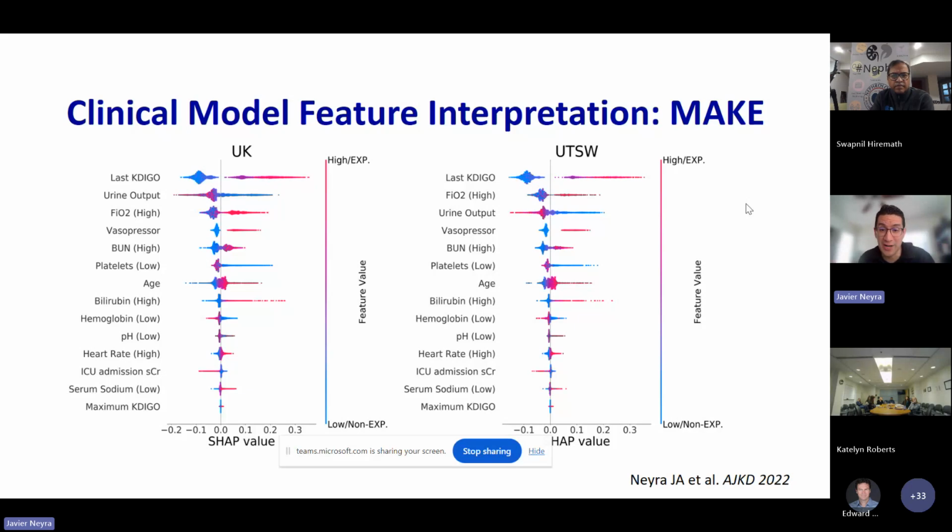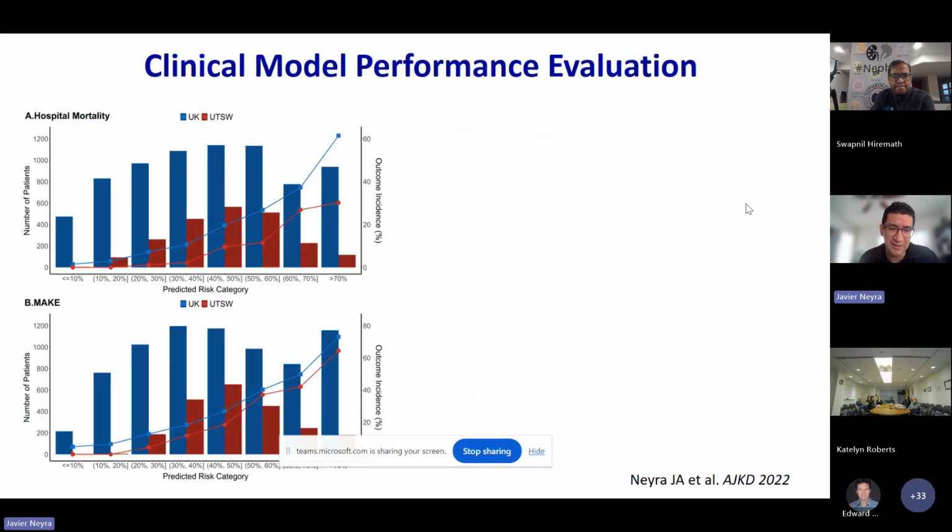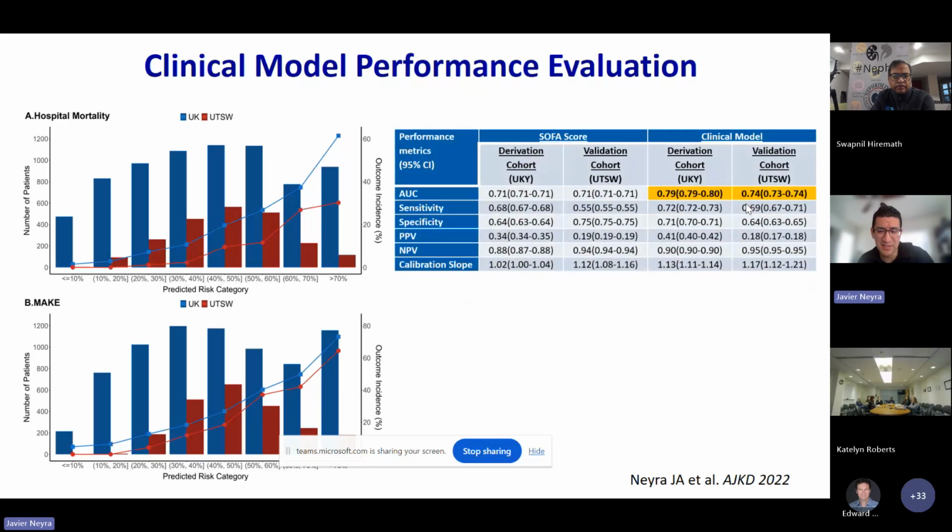Now, there are other relevant features also: the urinary output in that window, the level of oxygenation, vasopressor support, and other biochemical parameters. So a model like this can help you a little bit better in risk classifying a patient. So the mortality and the MAKE incidence, according to what the model predicted and what exactly happened, translates into performance that is decent, not great.